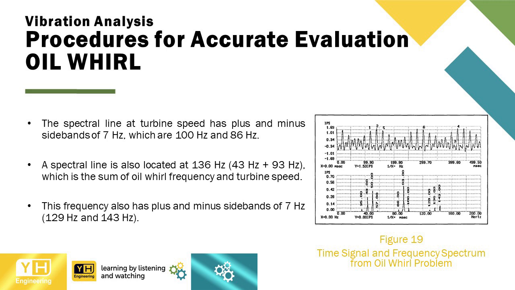A spectral line is also located at 136 Hz or 43 Hz plus 93 Hz, which is the sum of oil whirl frequency and turbine speed. This frequency also has plus and minus sidebands of 7 Hz or 129 Hz and 143 Hz.